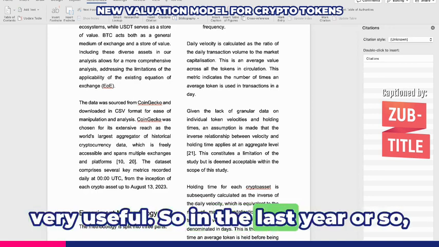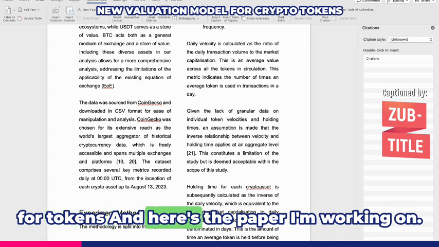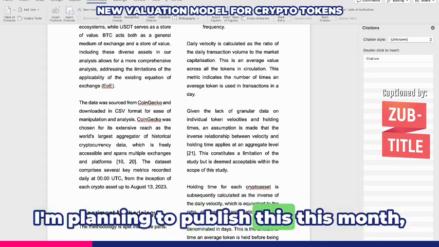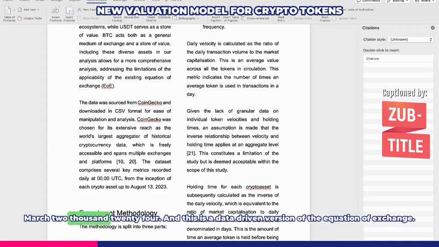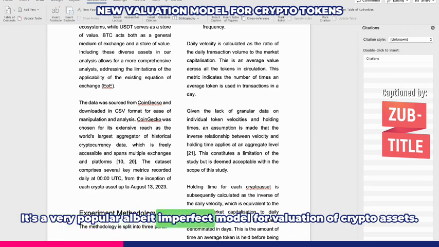So in the last year or so, I've been working on creating an improved valuation model for tokens. And here's the paper I'm working on. I'm planning to publish this month, March 2024. And this is a data-driven version of the equation of exchange. So for those of you who are not aware of the equation of exchange, it's a very popular, albeit imperfect model for valuation of crypto assets.